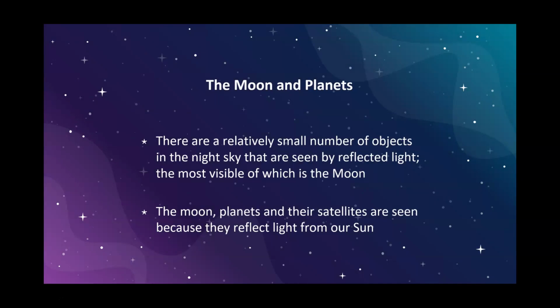And then the moon and planets. There are a relatively small number of objects in the night sky that are seen by reflected light, the most visible of which is the moon. The moon, planets, and all of their satellites are seen because they reflect light from our sun.